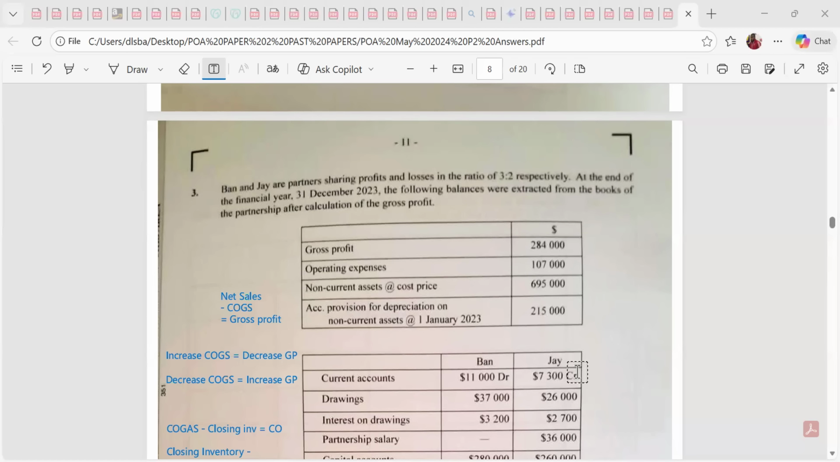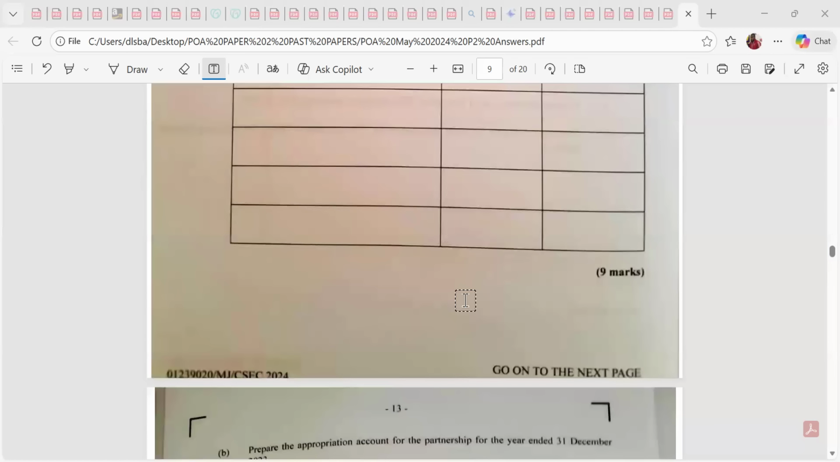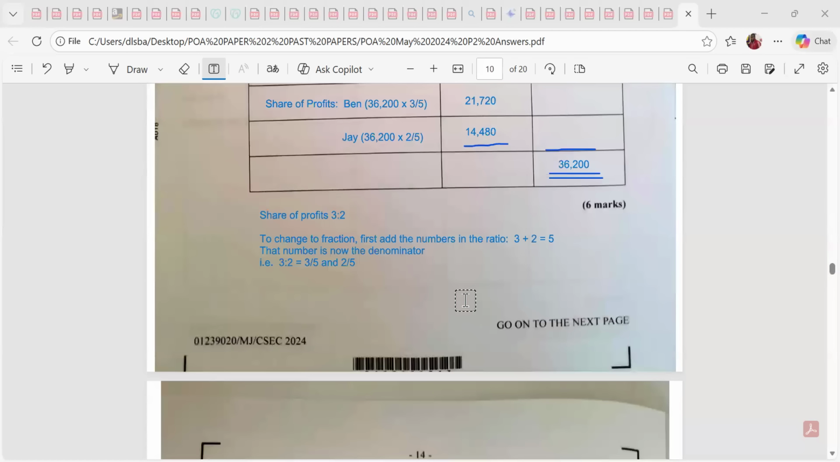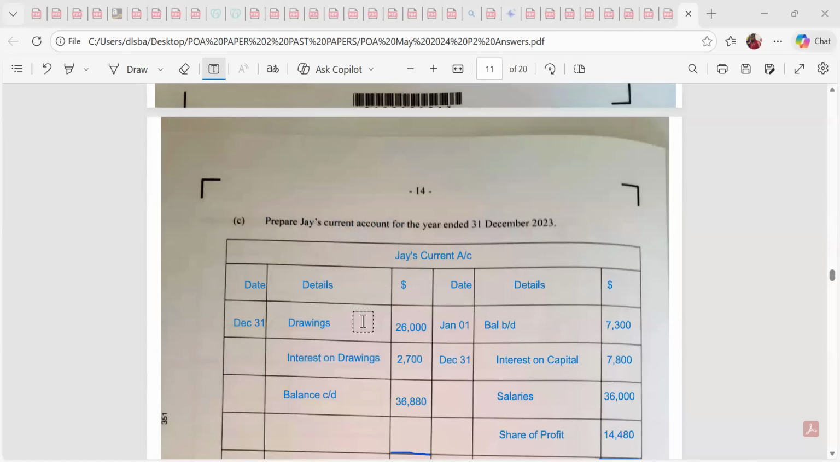So we'd start off with the balance brought down on the credit side. After that, any money that the partner is getting goes to the credit side. Say interest on capital, that is money the business is paying to the partner. Salary, that the partner is collecting. Share of profits. All of those go to the credit side.